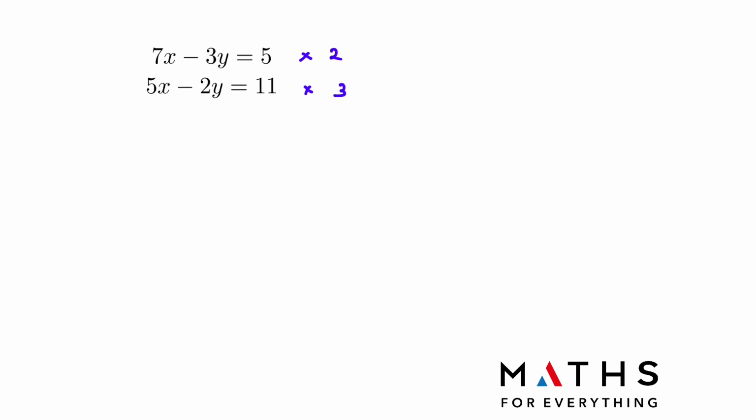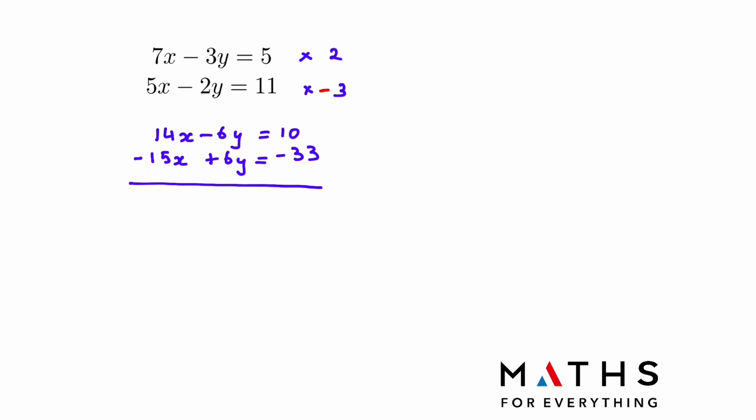But if the signs are the same, any one of the equations you multiply by the opposite sign. So you can multiply by -2 or by -3. That is up to you. I'll multiply by -3, the bottom one, and the top by 2. We'll get 14x minus 6y is equal to 10. And this will give me -15x plus 6y is equal to -33.